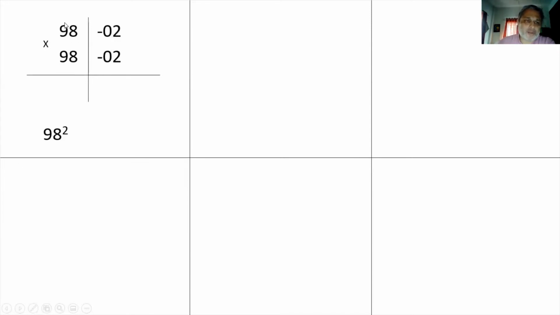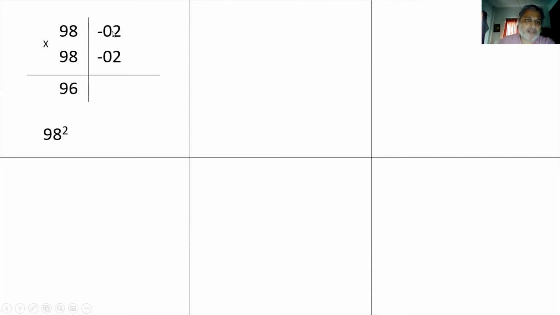Now the next step is you have to add the cross numbers. That means either you add 98 and minus 02, or the other 98 and minus 02. Both will give the same answer. Because it is minus 02, even if you add, 2 will be subtracted from 98, and what you get is 96. 98 minus 2 is 96.